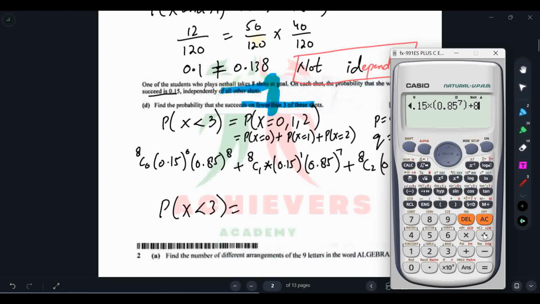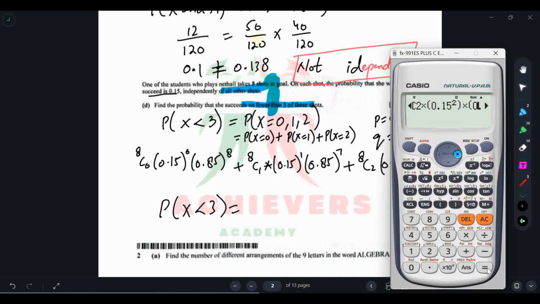8C2 multiply by 0.15 square multiply by 0.85 whole power 6, bracket close. This will be 0.6635. Okay, let me check the calculation again, whether this one is right or not.